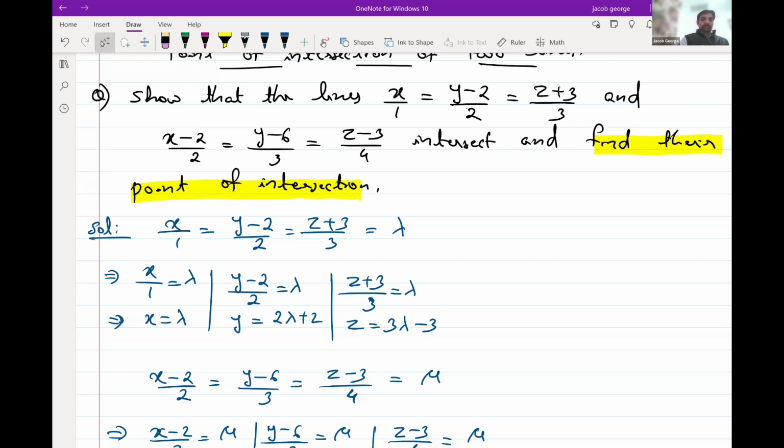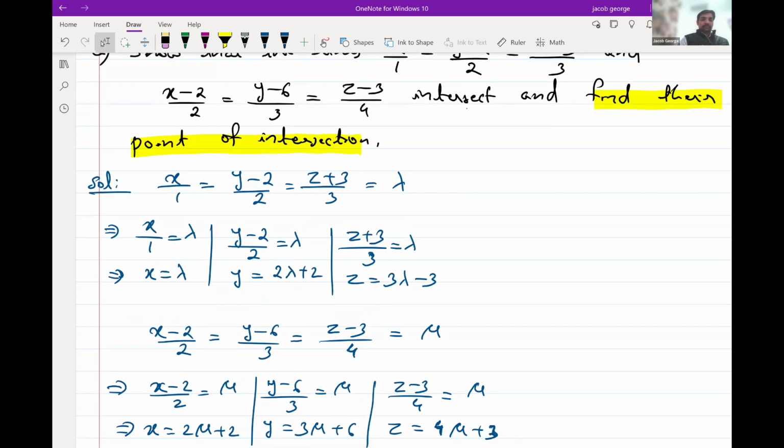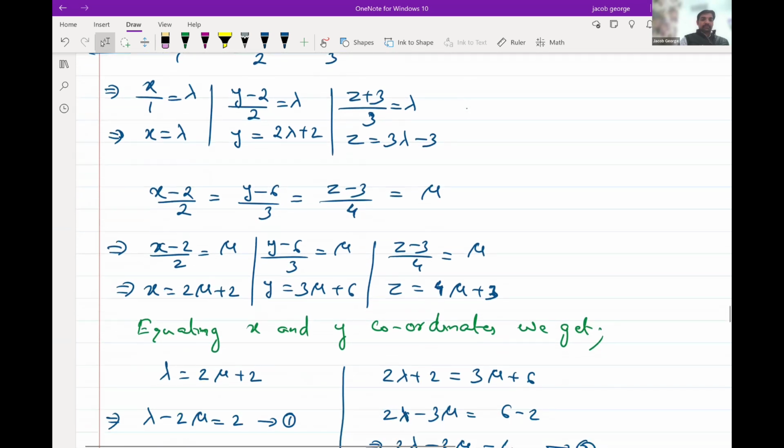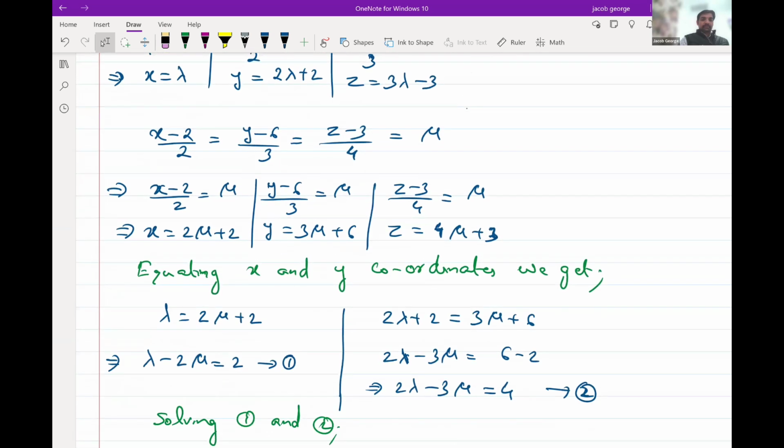After writing x, y, z, equate 2 of the coordinates, like x and y, or x and z, or y and z. Here I equated the x coordinates, then the y coordinates, and we get 2 equations in terms of lambda and mu. Then what to do? We have to solve these 2 equations by elimination method. We find lambda and mu. Are you getting the points clear?